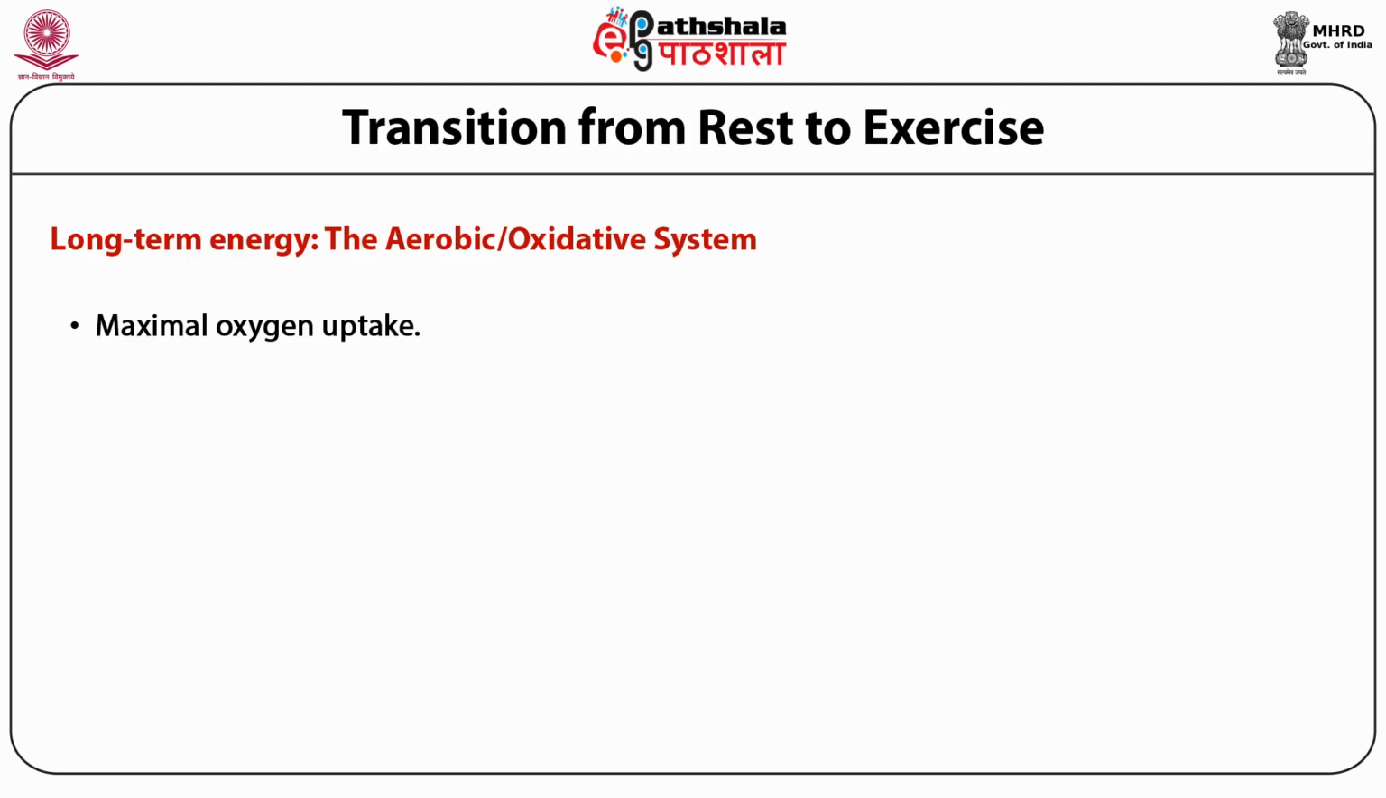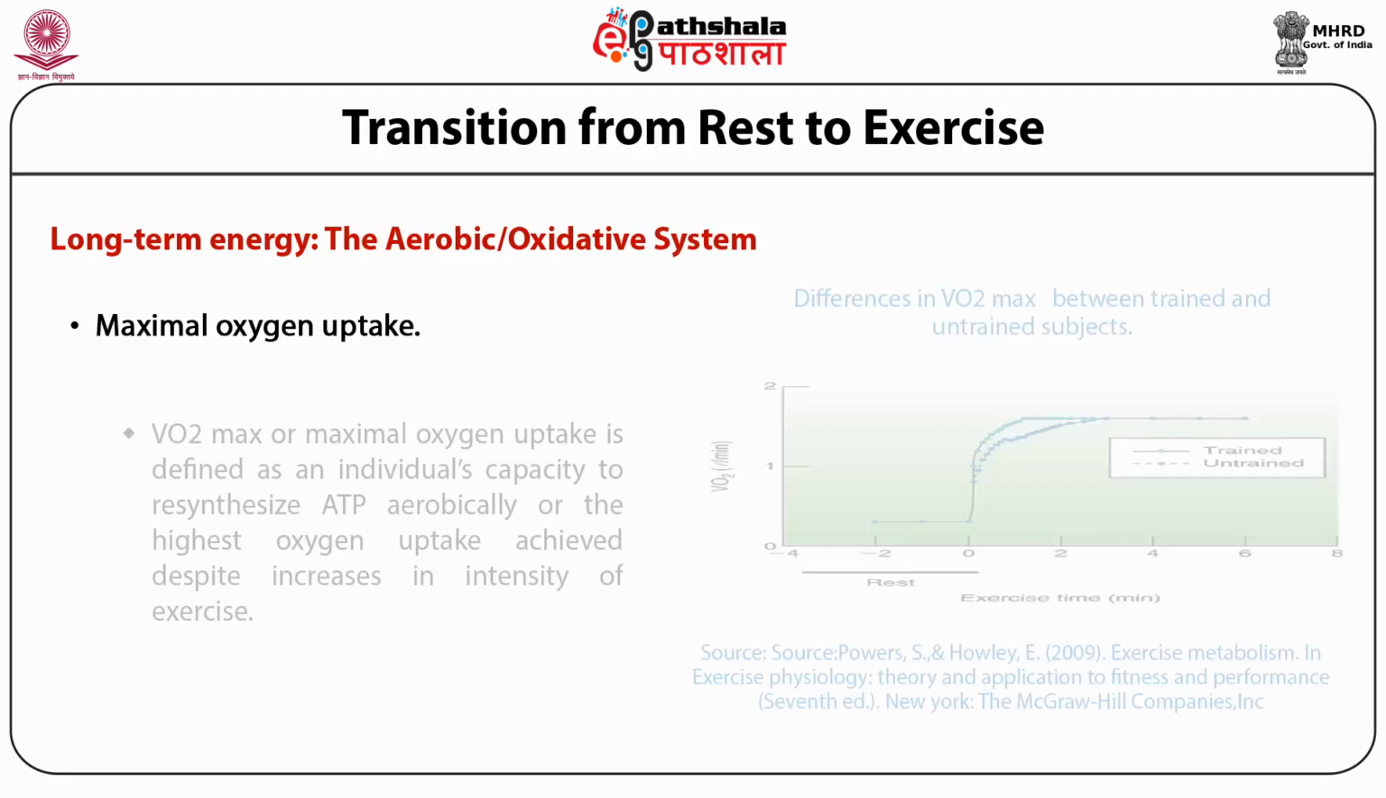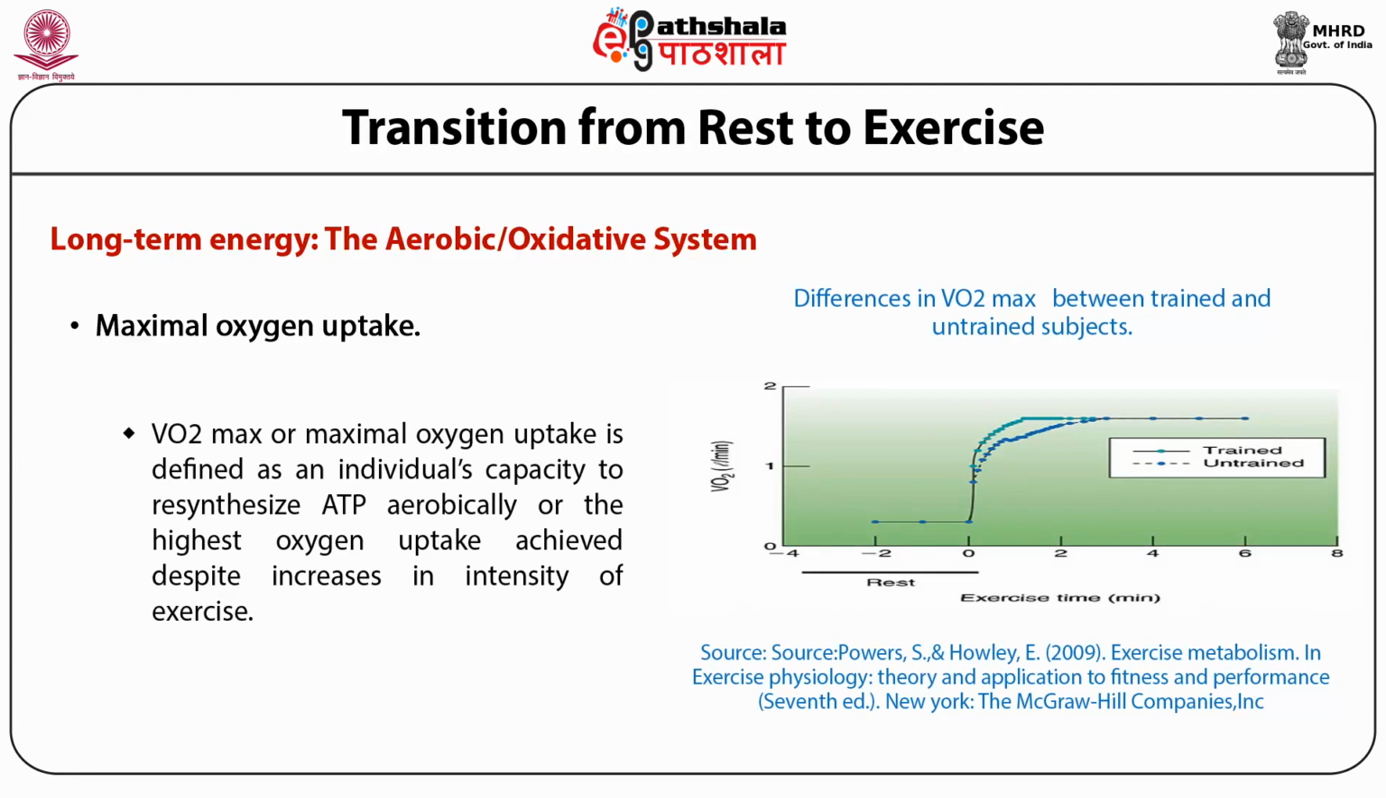Now let's have a look at maximal oxygen uptake, that is VO2 max. It is defined as an individual's capacity to resynthesize ATP aerobically, or the highest oxygen uptake achieved despite increase in the intensity of exercise. Above VO2 max, exercise can be performed only through anaerobic glycolysis with lactate formation. Increase in exercise intensity does not produce an expected increase in oxygen uptake.